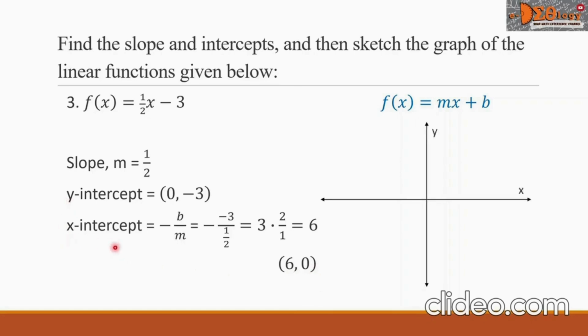Let us plot the 2 points in our xy axis. This is the point 6, 0, and this is the point 0, negative 3. We'll just connect these 2 points by a line. This is now the sketch of the graph of this linear function.